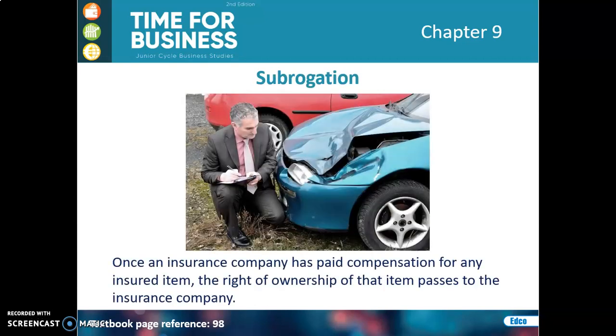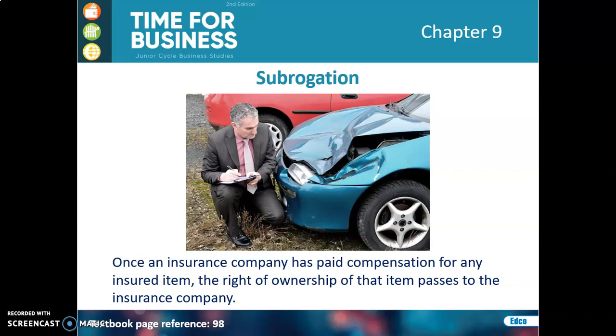Subrogation. This is once an insurance company has paid compensation for any insured item, then the right of ownership of that item passes to the insurance company. That's an important and a complicated enough one. But let's say, for example, your car is stolen and you claim on your insurance. So the insurance company give you €15,000 compensation for your car, and you go off and you have your money. You don't have a car anymore, but at least you have the €15,000 to buy a new one.